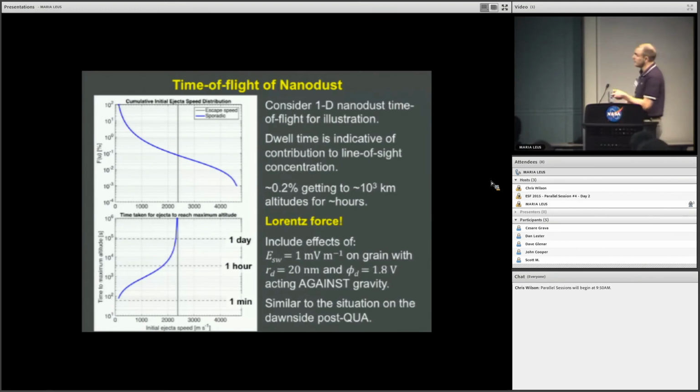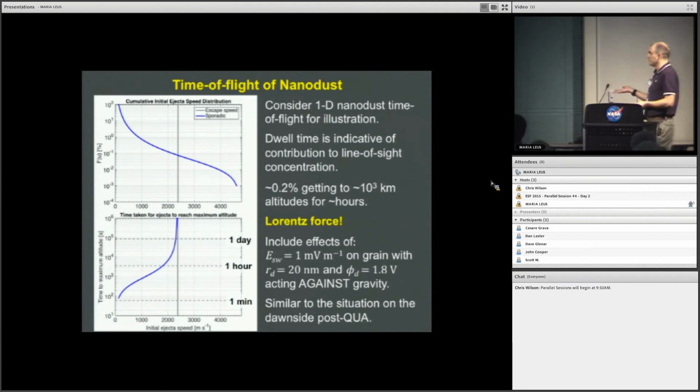And so this plot down here is just the time to the maximum altitude as a function of ejection speed. And as you see, you asymptote towards the escape velocity, shown in this line. And you can see you go from minutes to hours to days. So these grains can spend a long time above the moon.